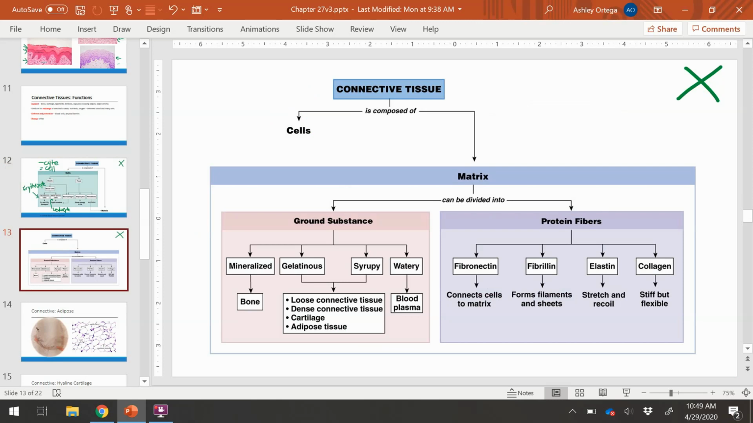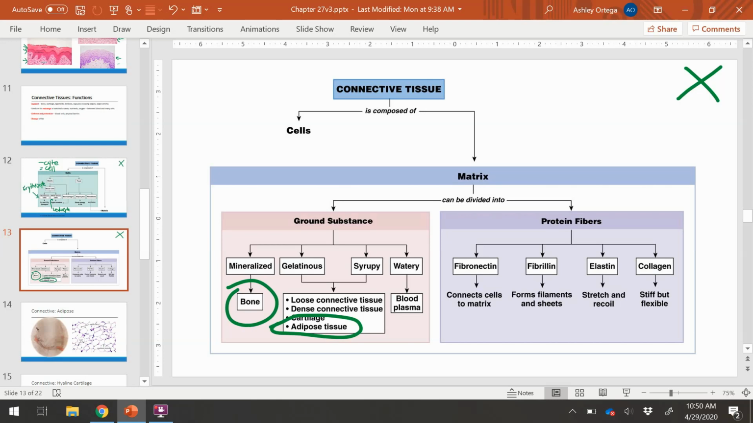For ground substance, you have mineralized matrix, which is bone. You have gelatin or syrupy matrix, which has the loose connective tissue, dense connective tissue, cartilage, and adipose tissue, which one we'll look at. Watery is the blood plasma found in our circulatory system. Then matrix is going to have protein fibers, and so these are some protein fibers: fibronectin, fibrillin, elastin, and collagen, lots of which you may be familiar with, are found in the matrix.